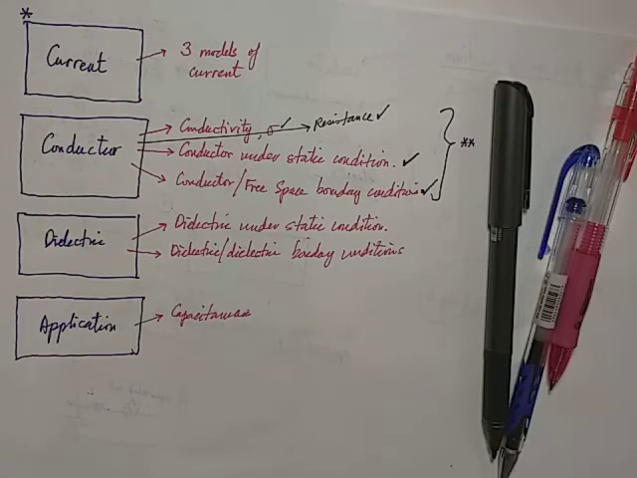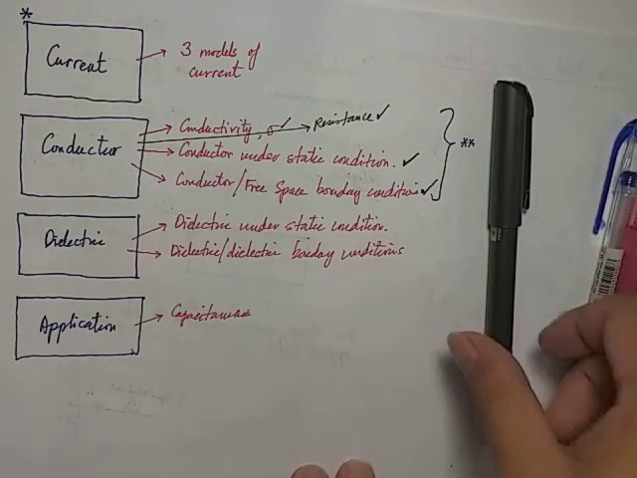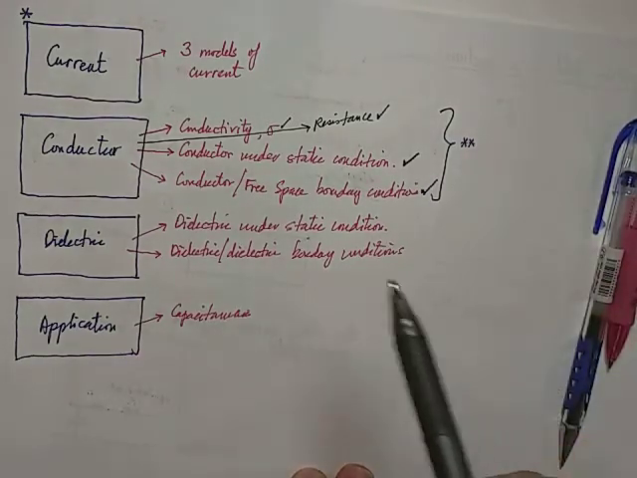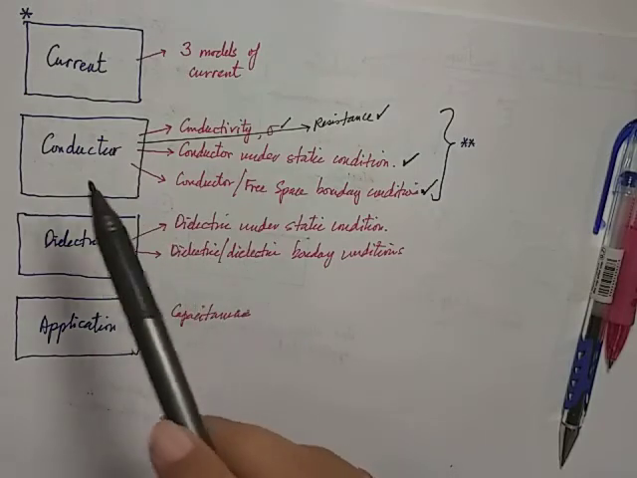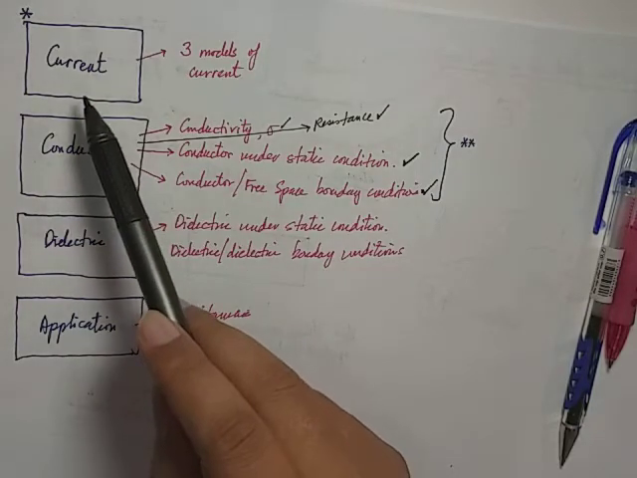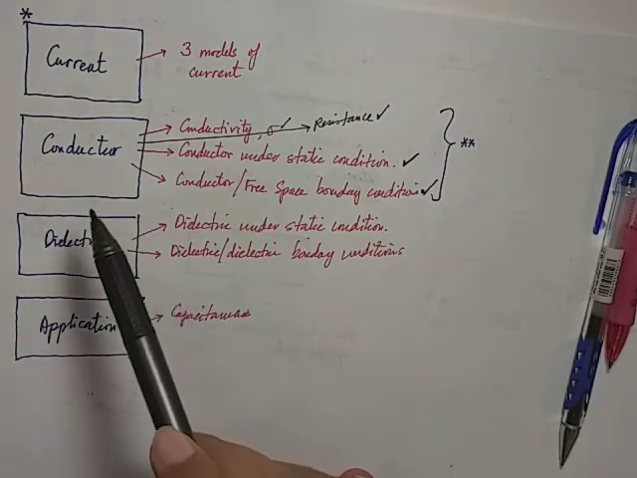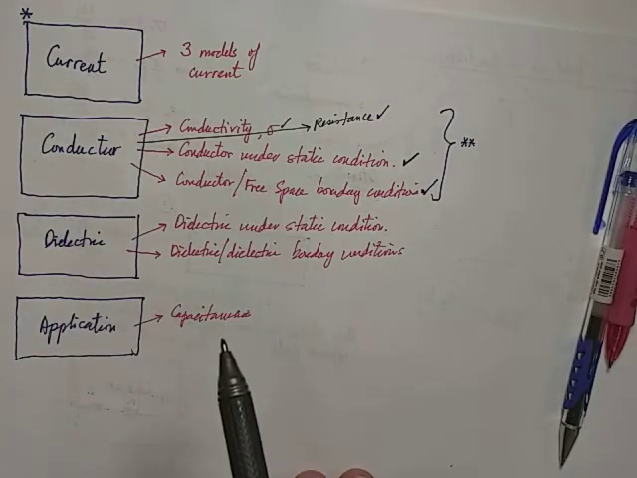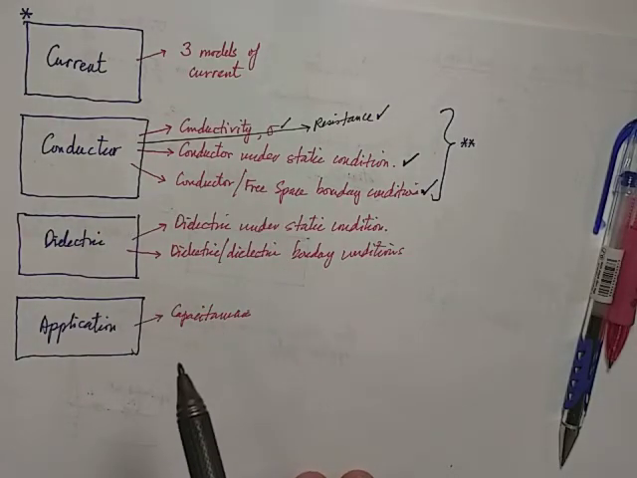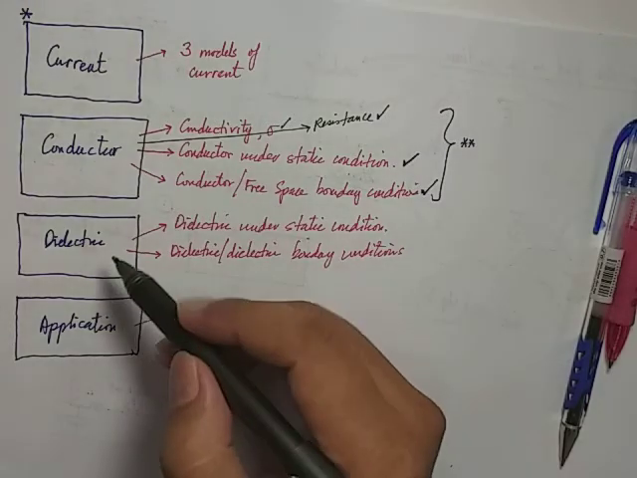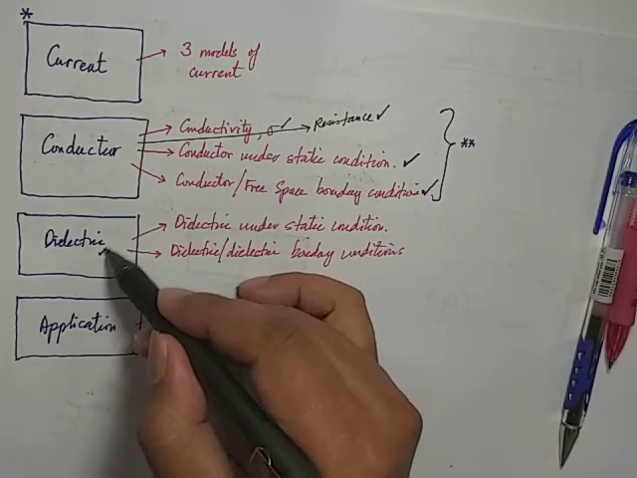influenced by electrostatic field. From the shown diagram here, we have completed two main topics, which are current, and then we talk about conductor. So we have completed those. In this session, we're going to talk about dielectrics.